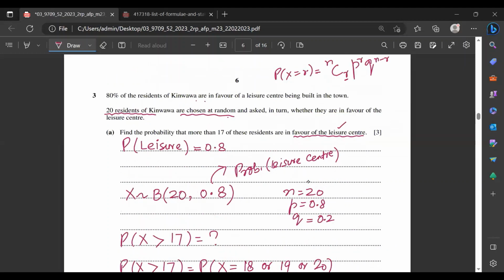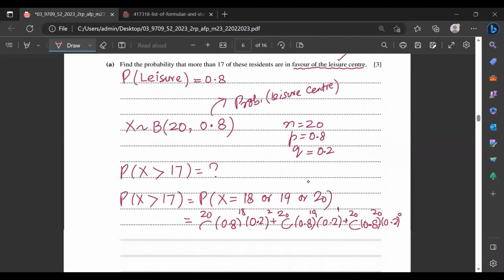So this was a question on binomial distribution. There were a fixed number of trials, 20. The probability was constant. The probability of being in favor of the leisure center is constant, 0.8. So in this way, you can handle this question based on the binomial distribution.